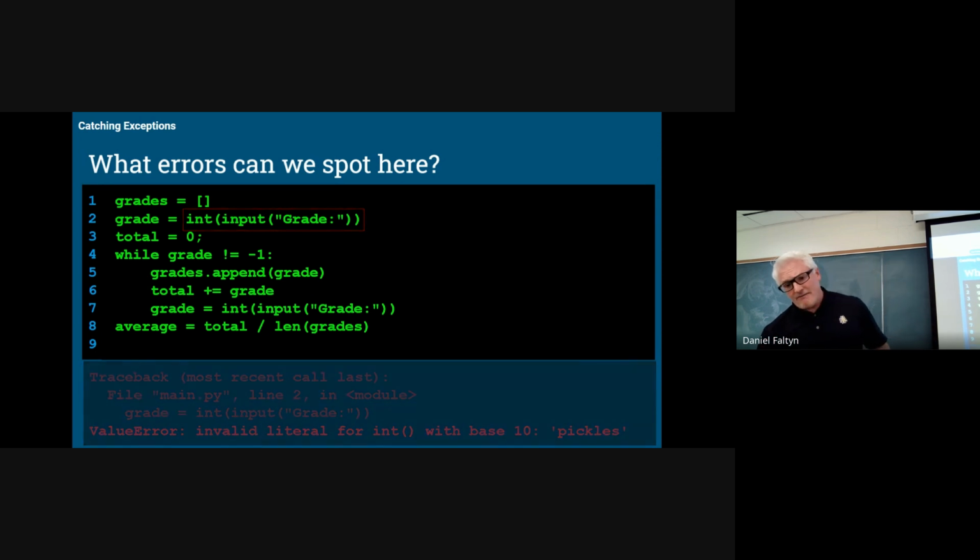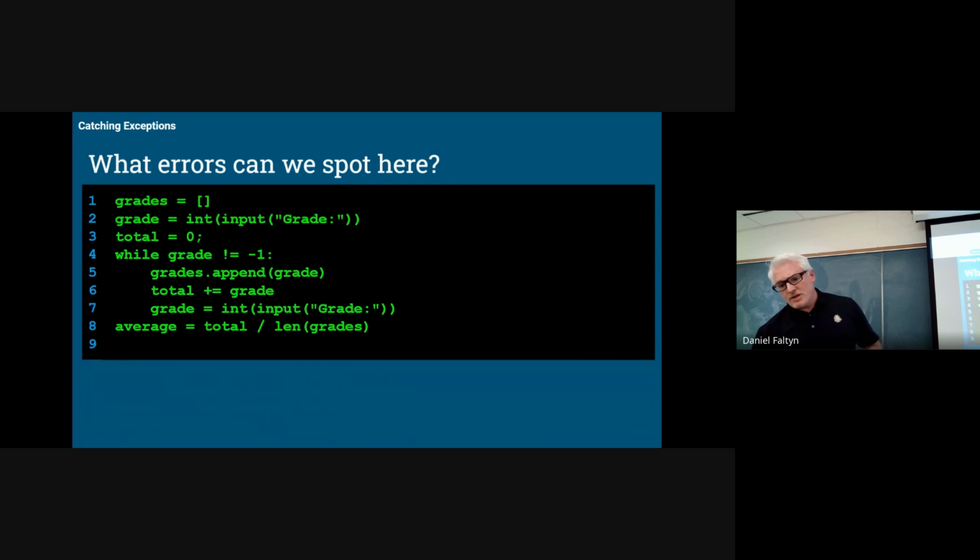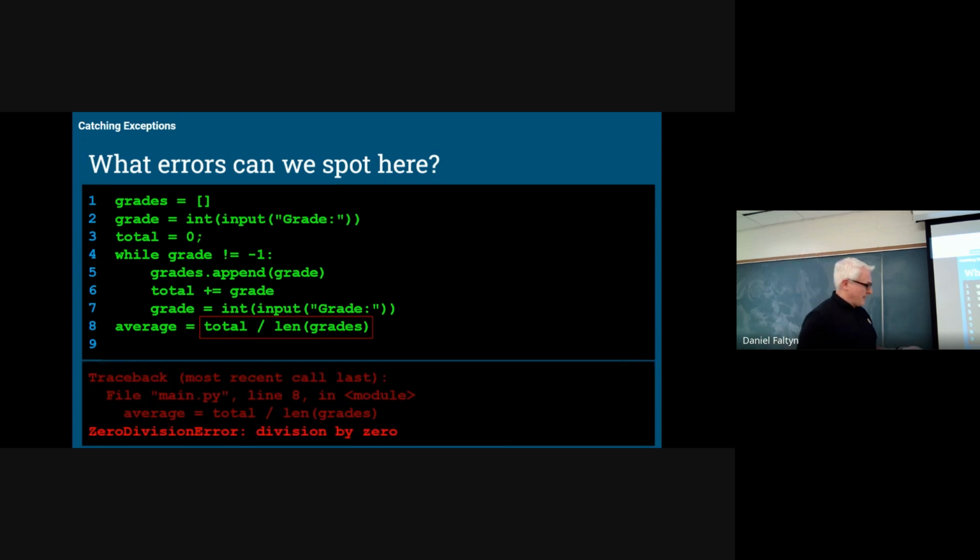So I had a type error, I had a value error, and there's a third one that's sort of hanging out here. If the user immediately entered in -1, how many grades do I have in my list? 0. Can I divide anything by 0? No. So here I'll get a zero division error.